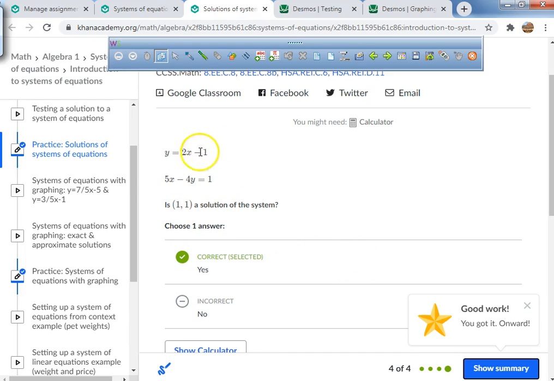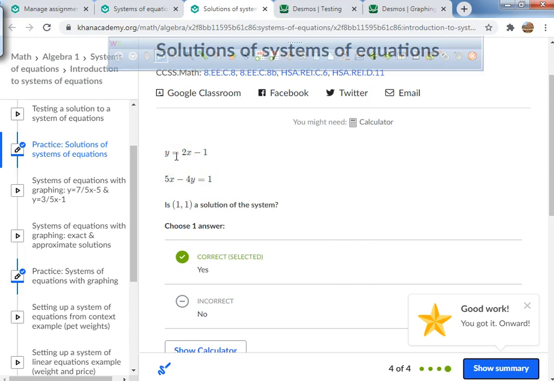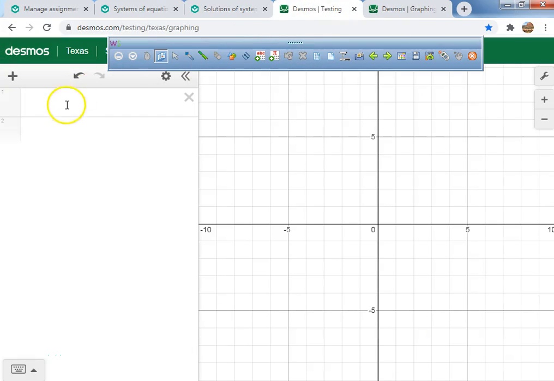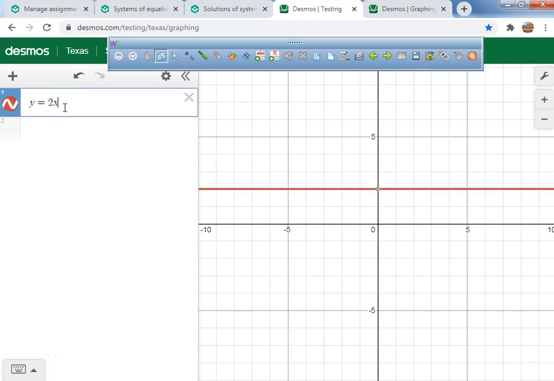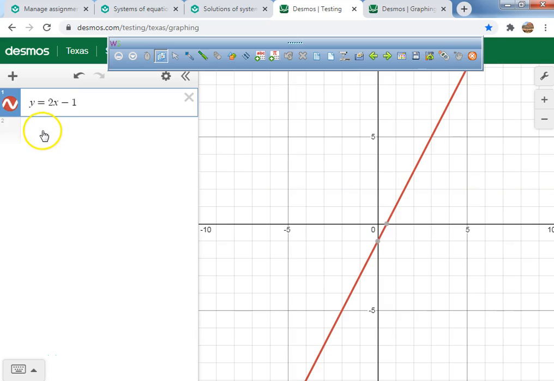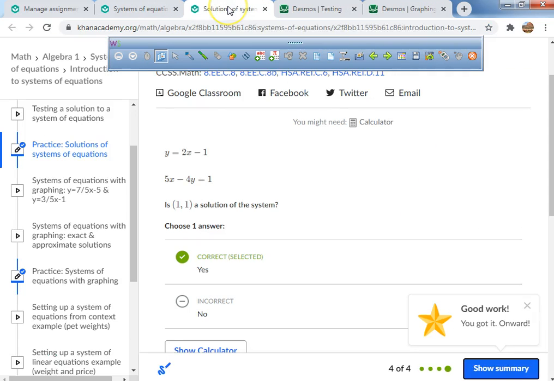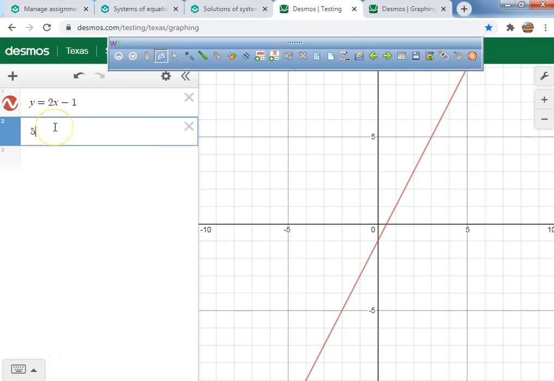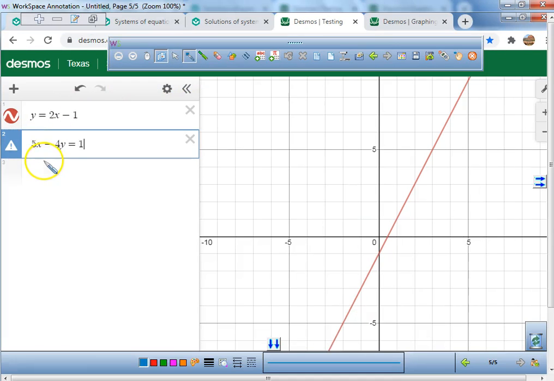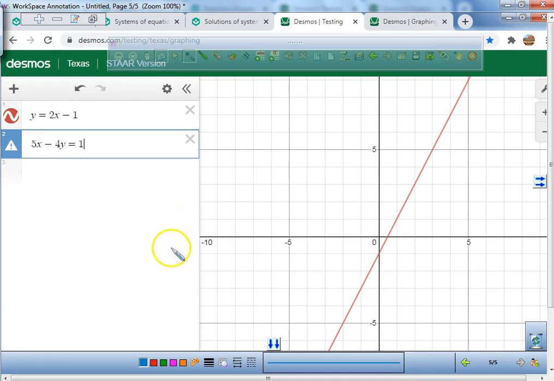So if you were to use Desmos, okay? I can type the first one in. But look, I can't type the second one in, 5x minus 4y equals 1. It doesn't work. So what do I have to do? I have to be able to change this to slope-intercept form if I wanted to actually graph it.